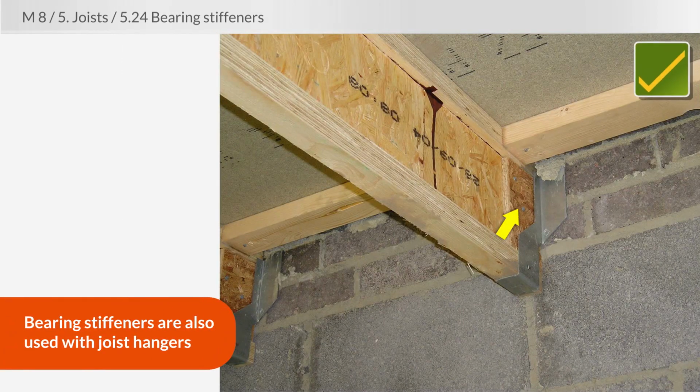Bearing stiffeners are also used with joist hangers. Joist hangers for I-joist can be a little different than joist hangers for solid wood because of the different configuration of the material.